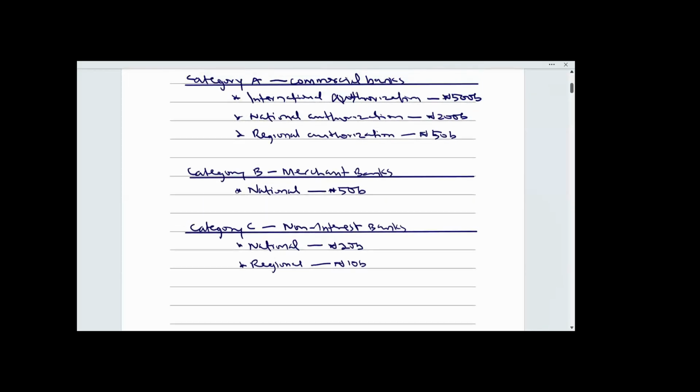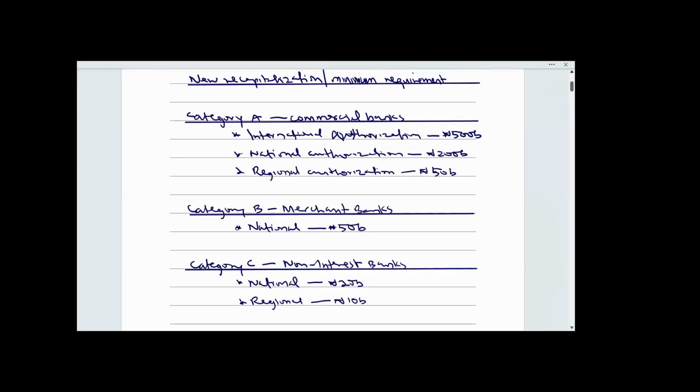Then the last one is category C. Under category C, we have non-interest banks. For the non-interest banks, there are two different thresholds. The first one is national categorization with a threshold of 20 billion naira. And then we have regional, with a threshold of 10 billion. So these are the new thresholds for minimum requirements in the banking industry presently in Nigeria.